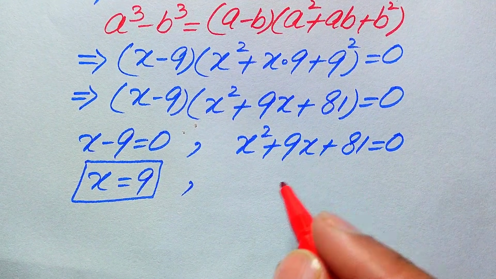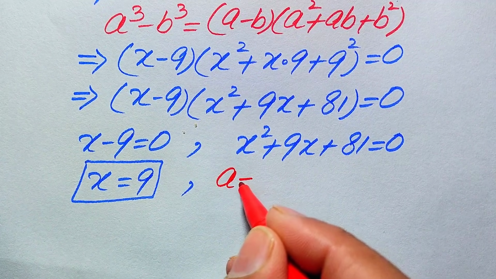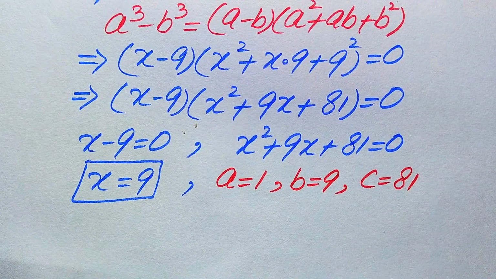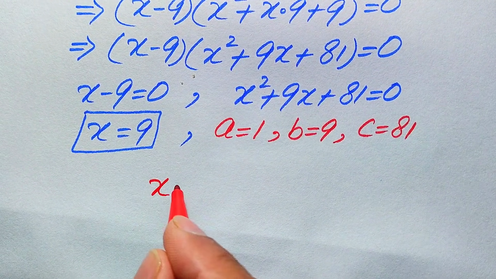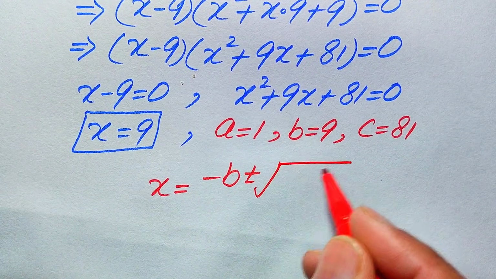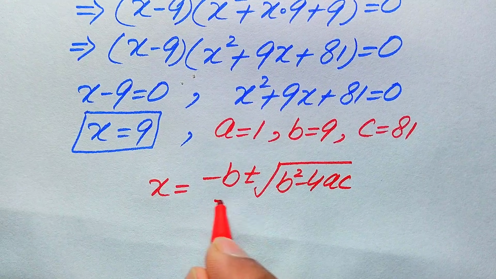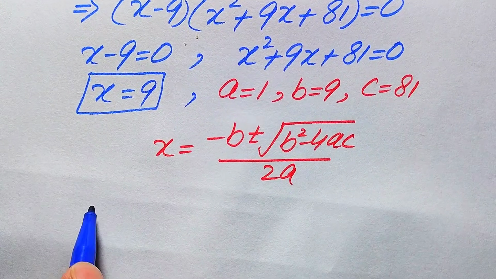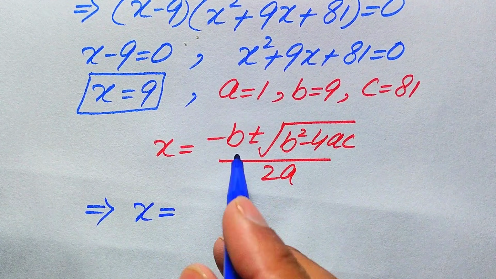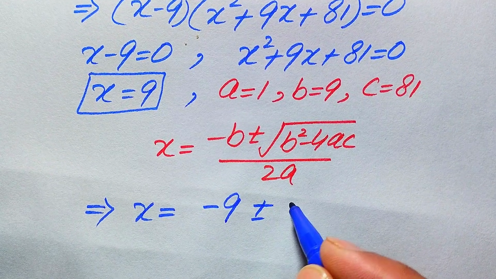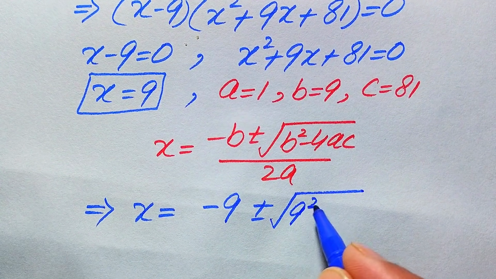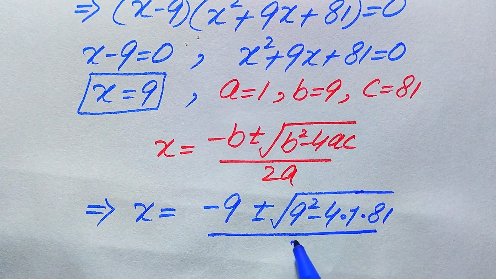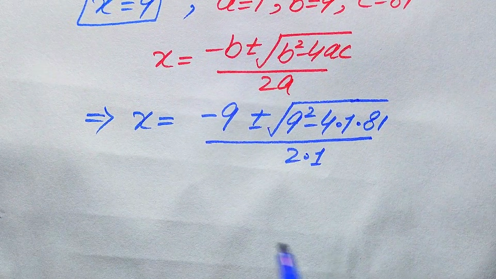And for this we need to write the coefficients of this equation, and its coefficients are a equals 1, b equals 9, and c equals 81. And we state the quadratic formula as x is equal to minus b plus minus square root of b squared minus 4 times ac, divided by 2 times a. So this is our quadratic formula, and here we need to substitute all the values of a, b and c, and it becomes x is equal to minus b, the value of b is 9, plus minus the square root of 9 squared minus 4 times a, which is 1, and c is 81, divided by 2 times a, and here our a is equal to 1.